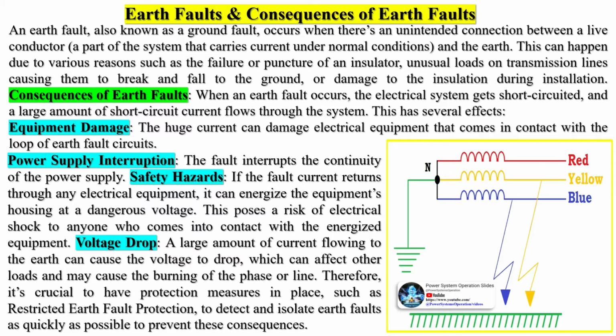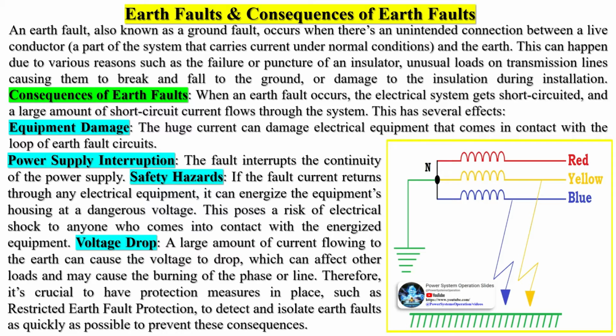Consequences of earth faults. When an earth fault occurs, the electrical system gets short-circuited, and a large amount of short-circuit current flows through the system. This has several effects. Equipment damage. The huge current can damage electrical equipment that comes in contact with the loop of earth fault circuits. Power supply interruption. The fault interrupts the continuity of the power supply.